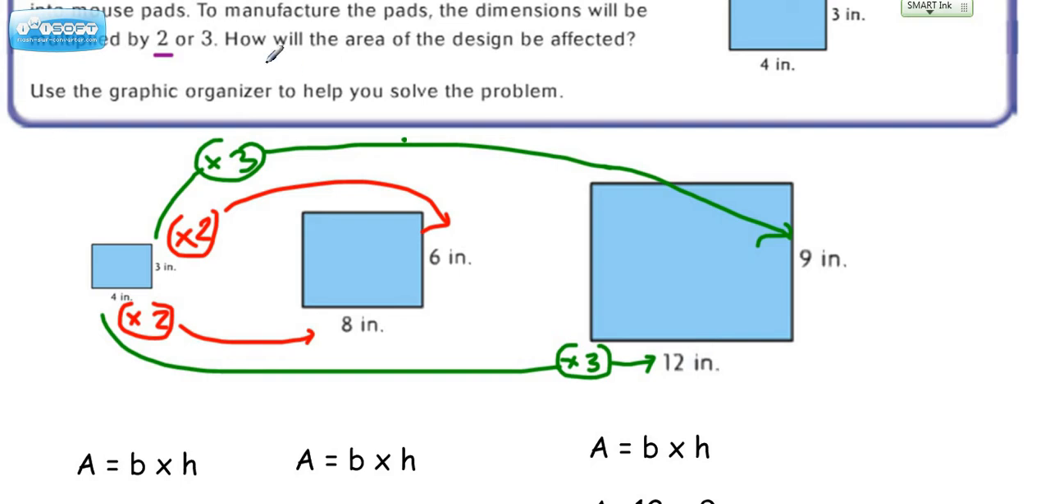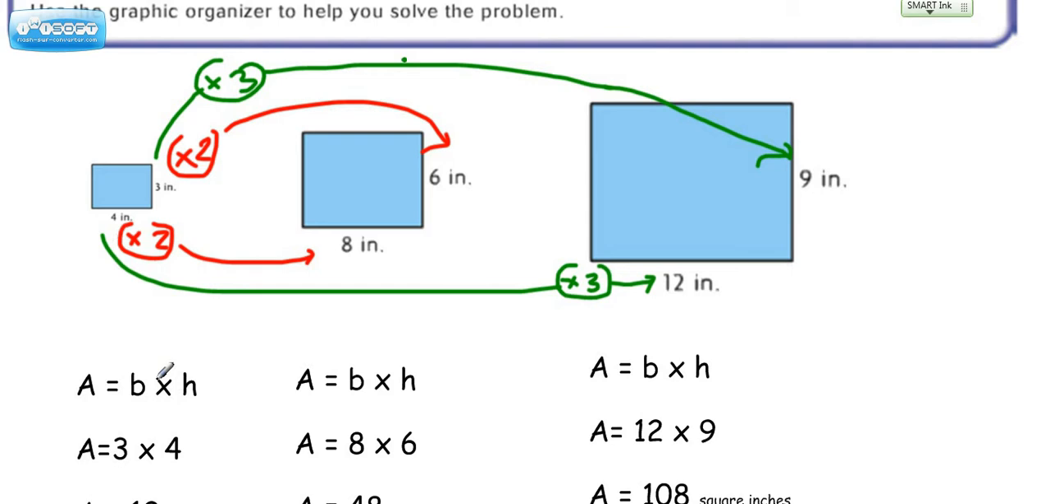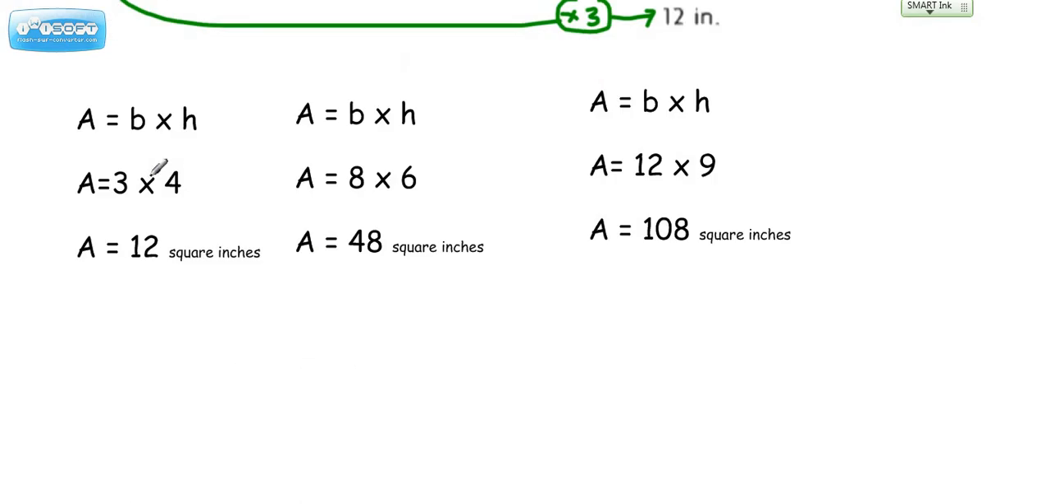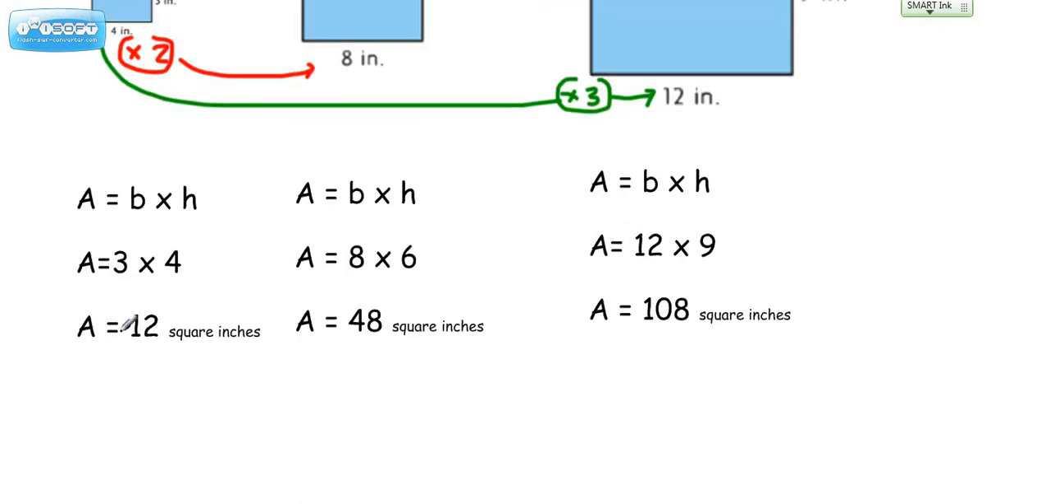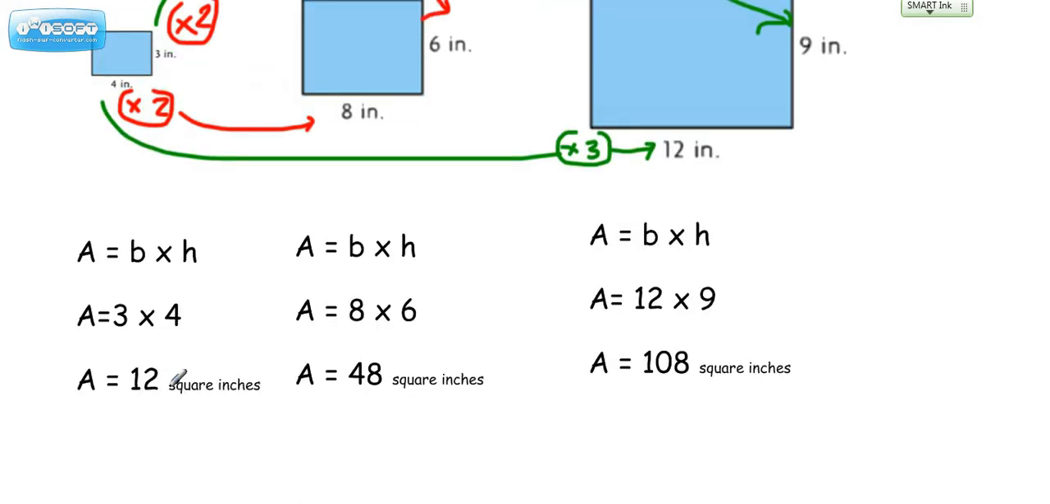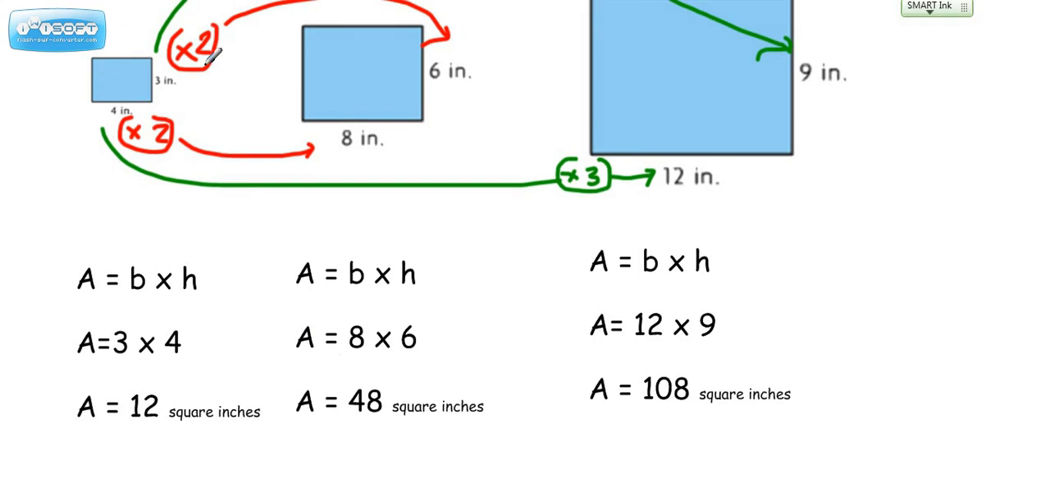So they want to know how will the area of the design be affected, so that's what we're going to explore. Let's take a look at the area of the first shape. If we were going to find the area of that, we would multiply base times height, or 3 times 4, and get 12 square inches. Let's take a look at the one where the dimensions were doubled. Base times height, 8 times 6, we get 48 square inches. Now what you really need to think about is what do you need to do to the 12 to get 48? And the answer would be you would be multiplying this by 4.